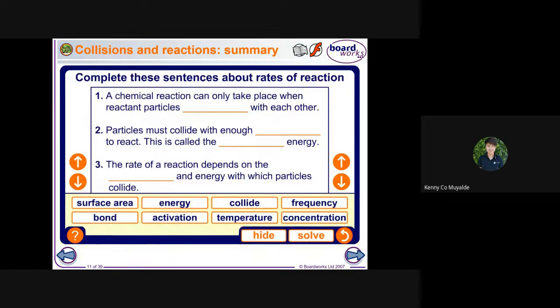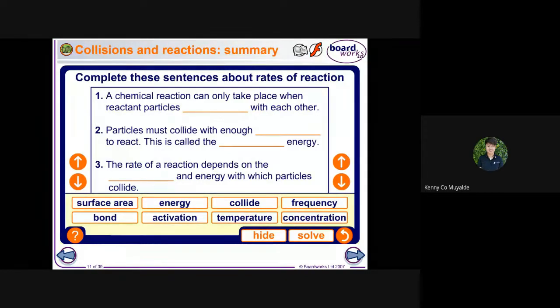Okay? So number one, let us have a short review. Number one, a chemical reaction can only take place when reactant particles blank with each other. The answer here is, i-type sa ating in-call messages. Okay. Yes, that is correct. Tama sila. Miles, Delmar, Tricia, Angela, Joy. A chemical reaction can only take place when reactant particles collide with each other. Tama sila, Joy. Okay. Number two, particles must collide with enough blank to react. Ano yung first blank natin? Particles must collide with enough blank to react.